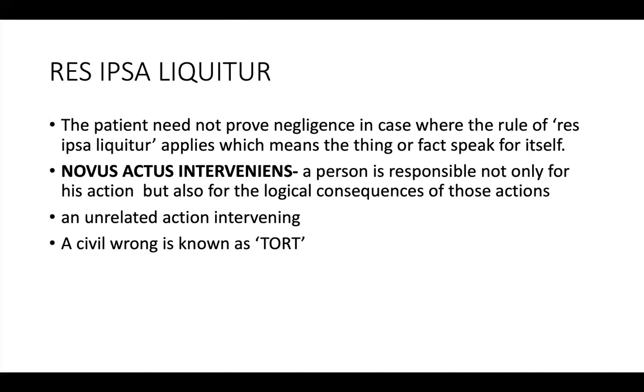Next is novus actus interveniens. A person is responsible not only for his action but also for the logical consequence of those actions. That is the meaning of novus actus interveniens, an unrelated action intervening. Next, the term for a civil wrong is tort.